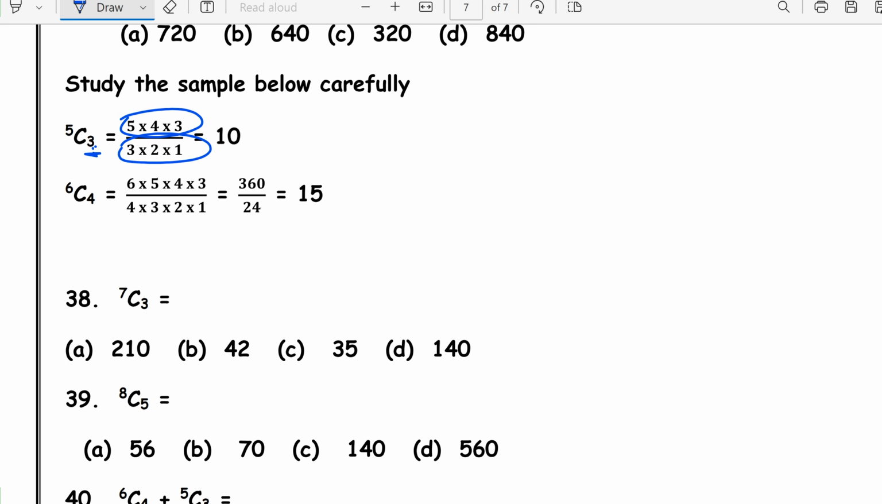And that's the same thing you do for 6 combination 4. 6 is combining 4. It means you have 4 numbers at the top, starting from 6, and 4 numbers below, starting from 4. So that is what we do for combination. It can also be called permutation. It's the same. You do the same thing for combination and permutation.